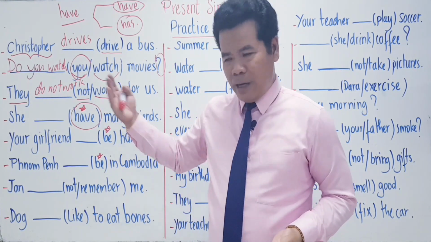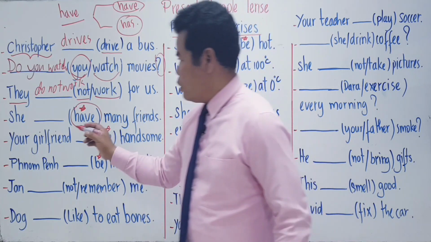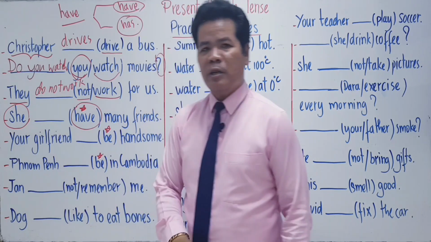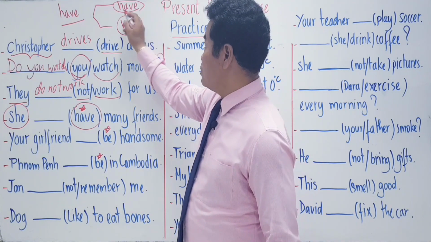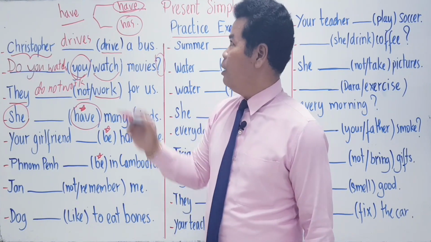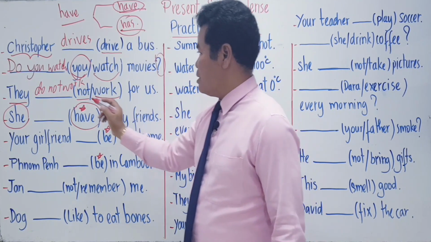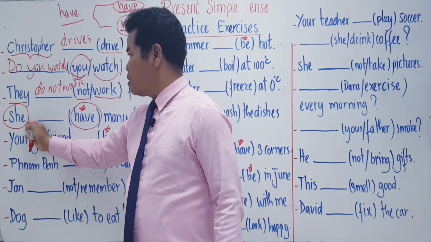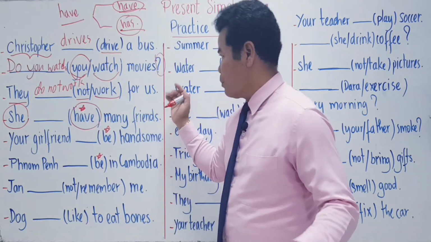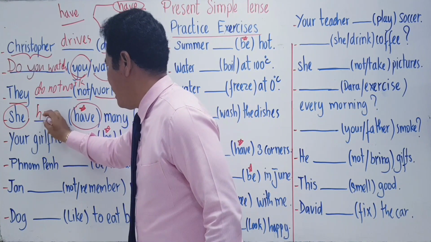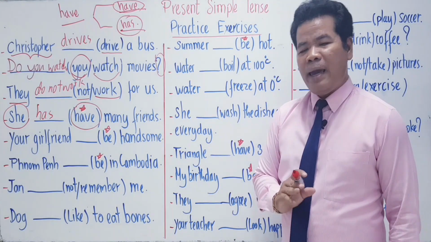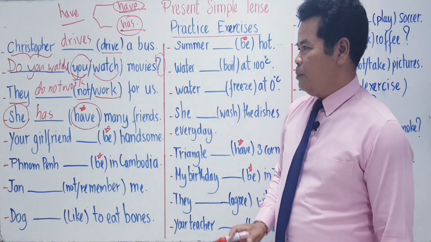Are you clear now? So now have a look at the subject. Which one is the subject in this sentence? She is the subject. So do you use have? No, we don't use have. What do you use? We use has. The reason is that the subject is third person singular. Okay? So what do you use? She has many friends.